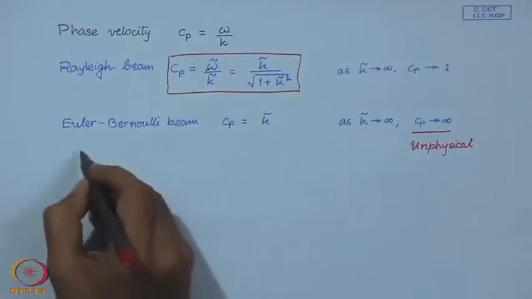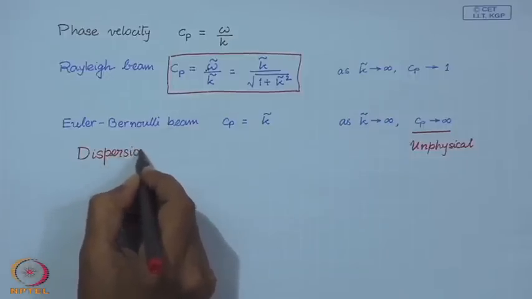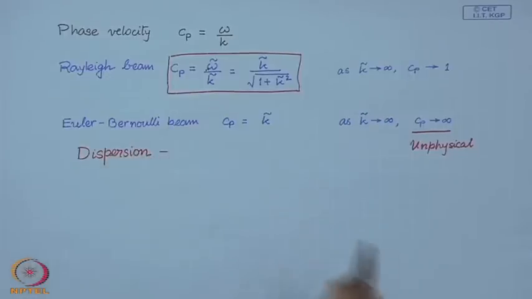Now, suppose some waves travel at some speed and some other waves travel at some other speed. So, different wavelengths are traveling at different wave speeds. Then the combination of all these harmonics is going to change the waveform. So, the waveform changes as it propagates. This is known as dispersion. So, we have dispersion when a wave pulse propagates in a beam.